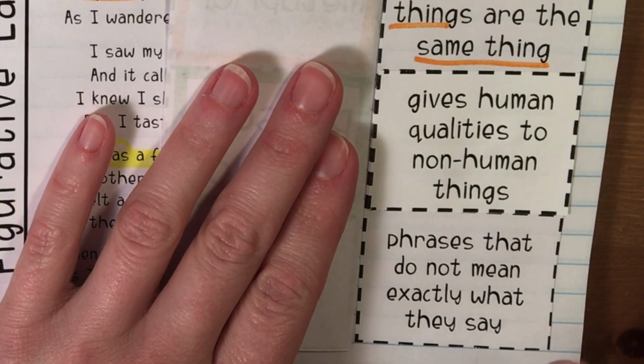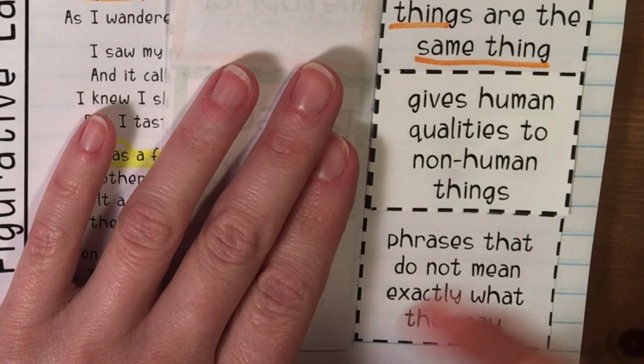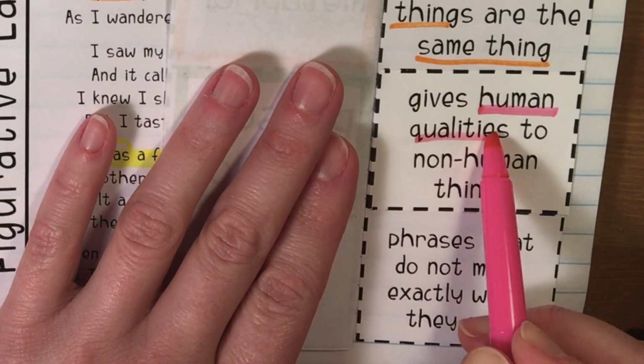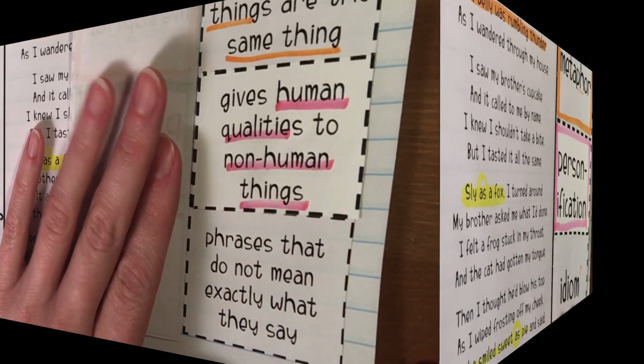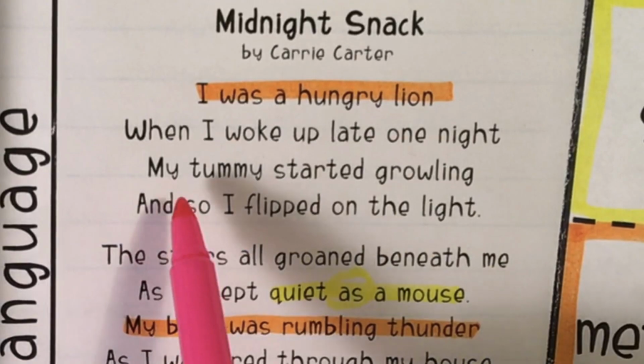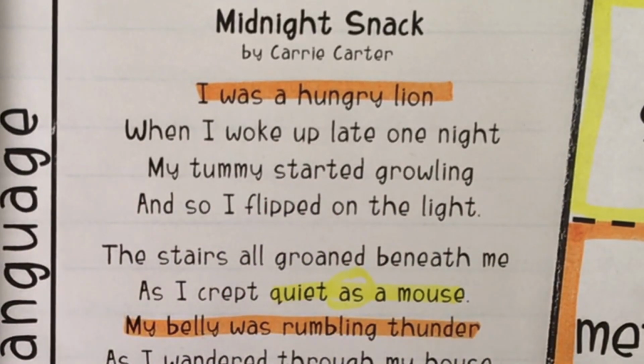So the reason it's called personification is because you're making something that isn't a human sound like a person and sound like it can do things that a person can do. So we're going to do human qualities to non-human things. All right, let's take a look at some examples of personification. My tummy started growling.